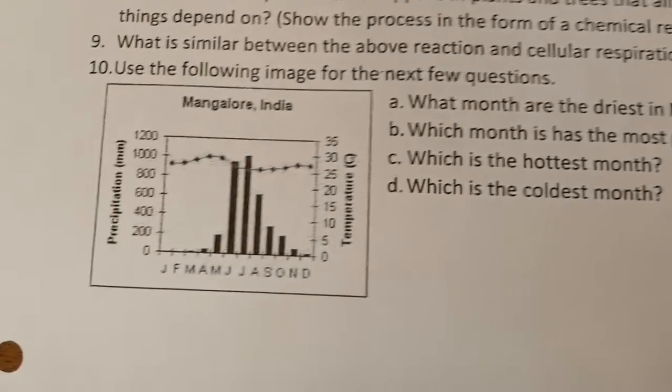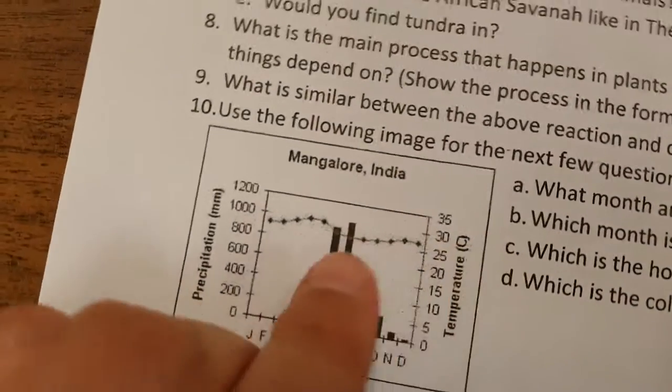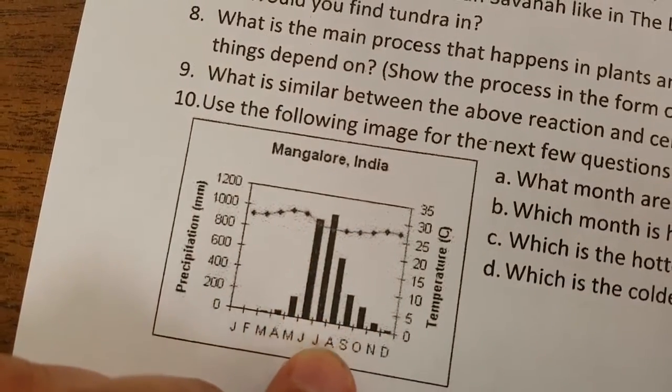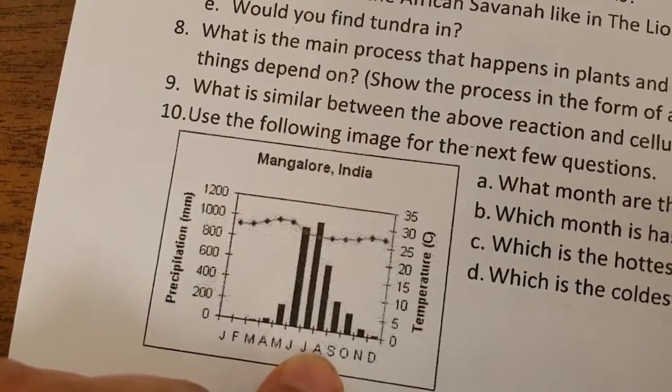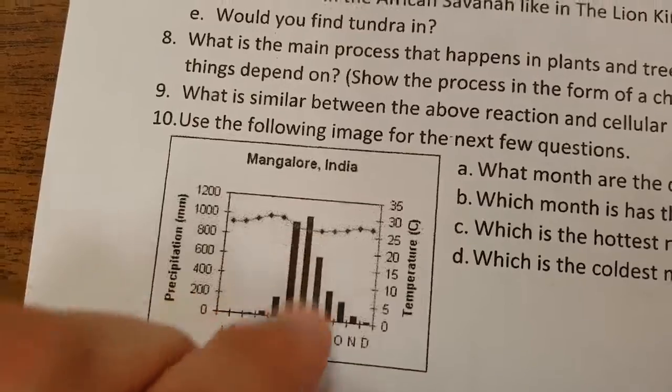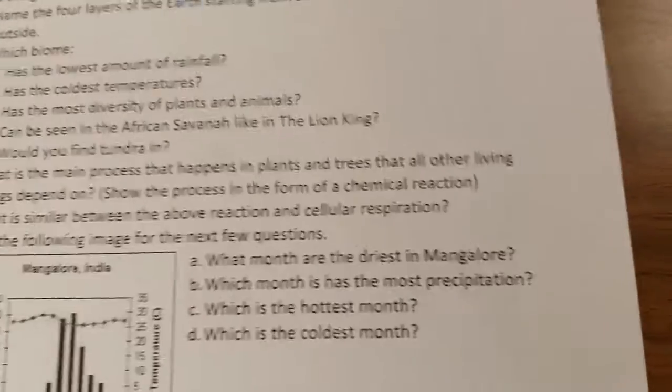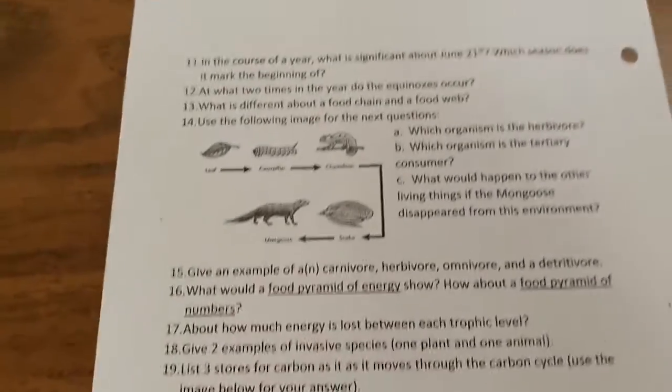And which is the coldest month? Okay, that looks like it's going to be roughly August. Or it could be said that maybe there's another one in here. It's just hard to see. So probably August. Okay, turning the page over.